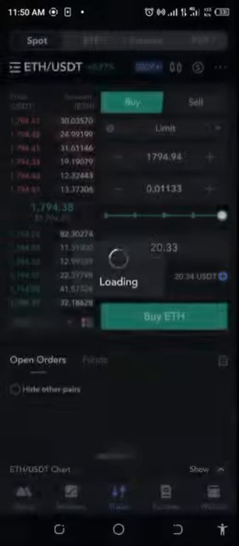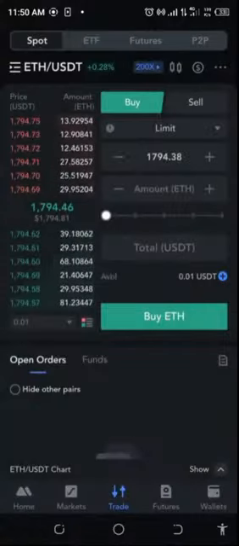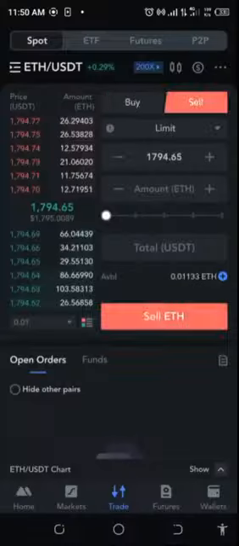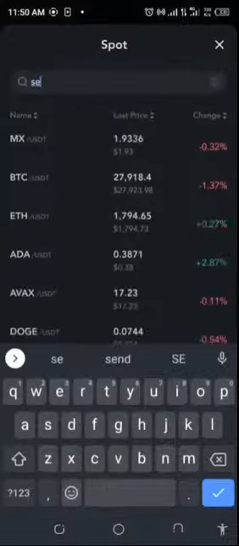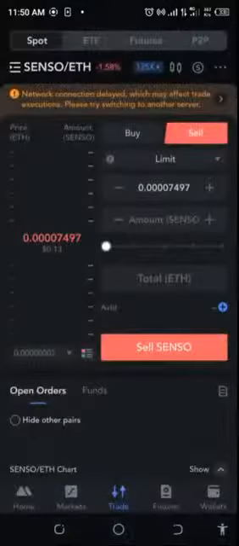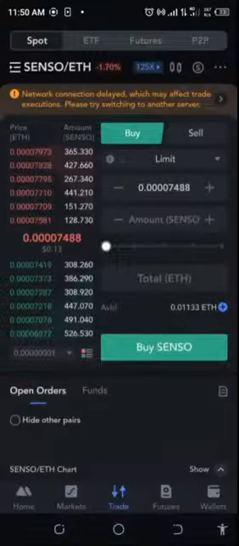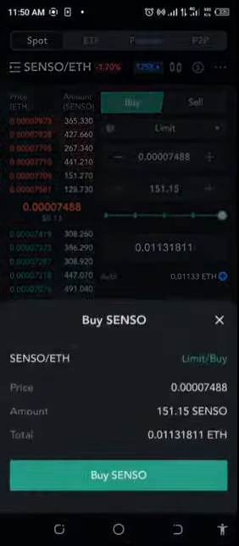Alrighty, so we do this. Let's hope it bought. Did it buy successfully? It did. Okay, let's go to Senso. Let's hope we won't be tied down by this Senso. Senso USD, Senso ETH. Don't forget it was Senso ETH. Okay. So we need to buy 100%. Good. I hope this is going to work. I hope we wouldn't be put in the queue. Let's try and see.